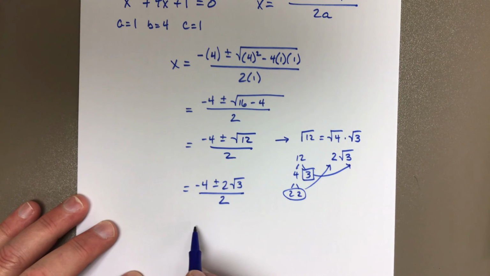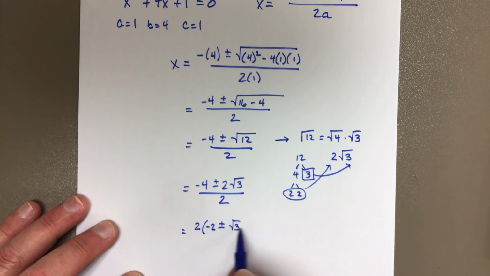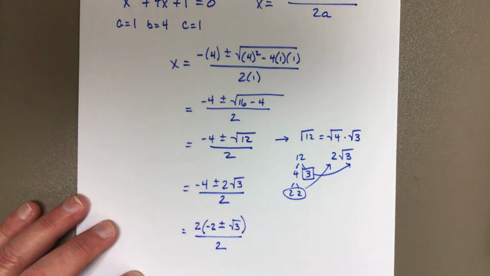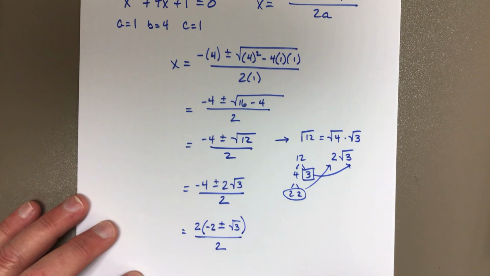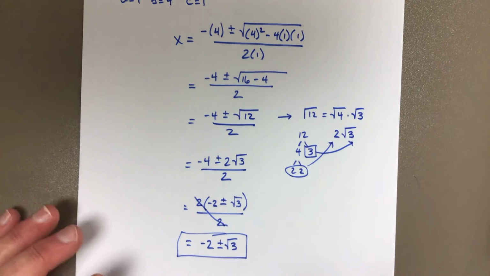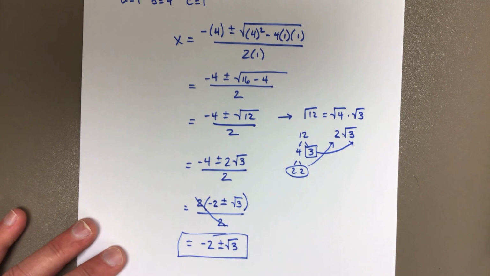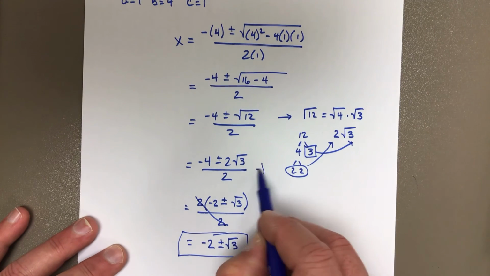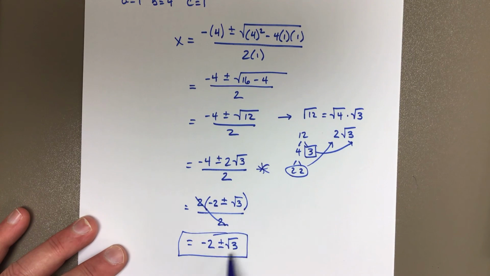So if I take a 2 out, I would say 2 times -2 plus or minus the square root of 3, all over 2. Now, notice that the 2's can cancel, and so I'm left with -2 plus or minus the square root of 3. Now, I would say this is my answer. Again, don't go looking for decimals or something like that. This is where you're at. But if you get to the earlier point, I'd be happy. But right here is really, truly the answer that you're looking for.